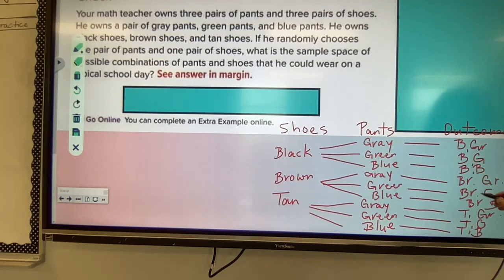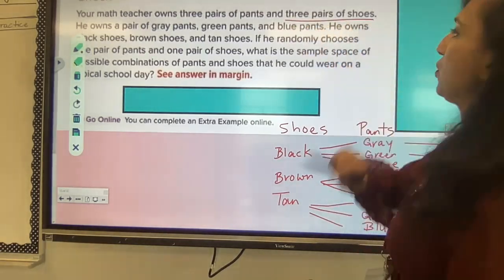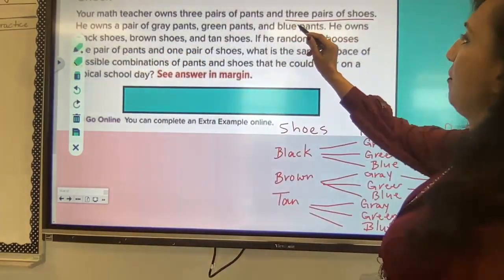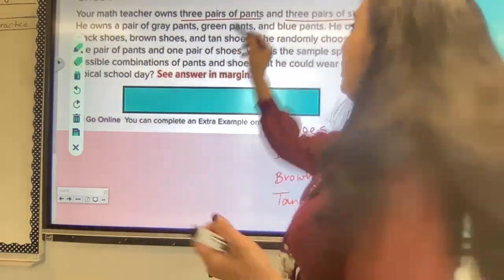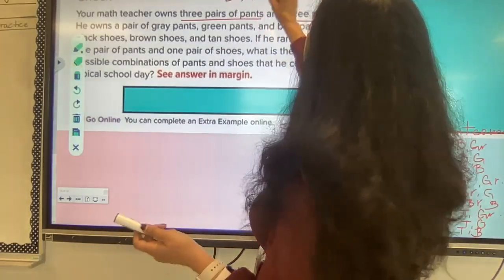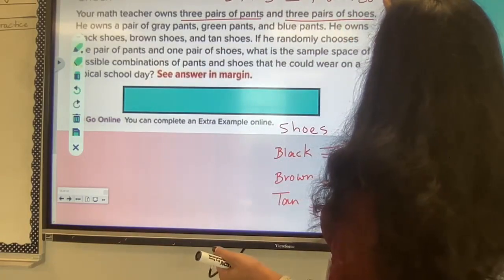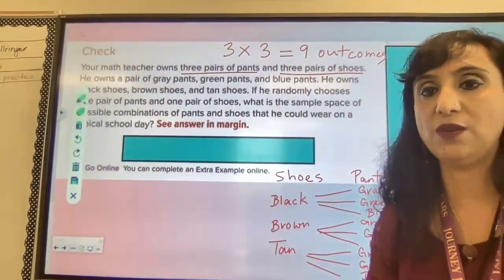So look at all the combinations that we have. 1, 2, 3, 4, 5, 6, 7, 8, 9. So this is basically making a tree diagram of that. But as I was telling you earlier, if I looked at 3 pairs of shoes, I looked at how many pairs of pants? 3 pairs of pants. And I know the outcome would be what? It would be this 3 times this 3, which would give me 9 different outcomes. So this is a really good way to check your work as to how many outcomes there should be overall.